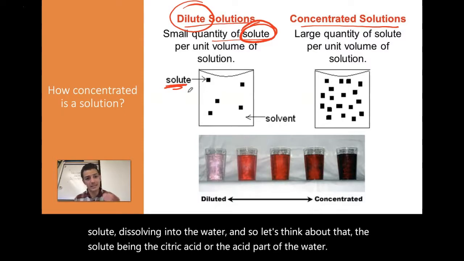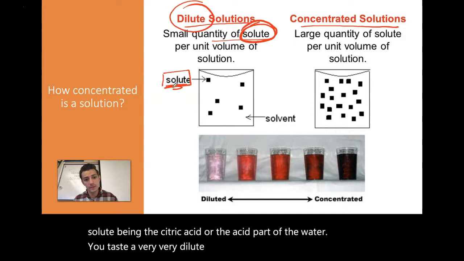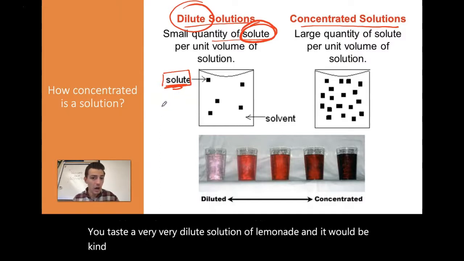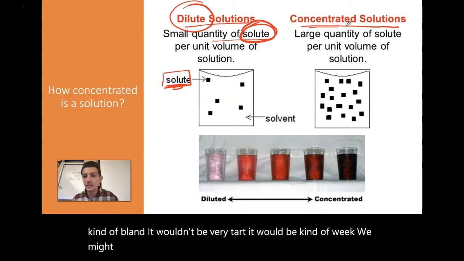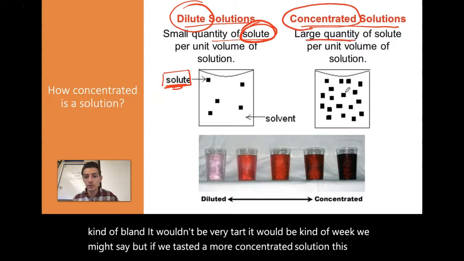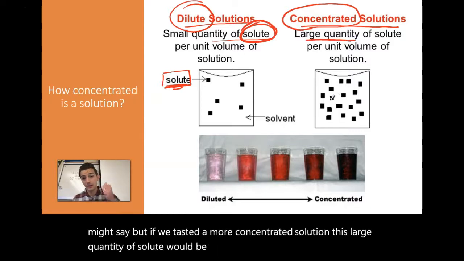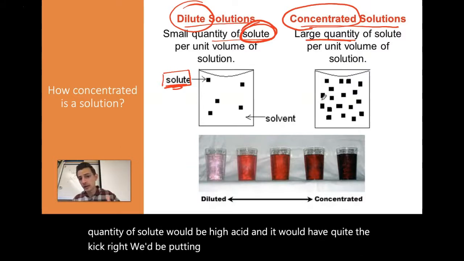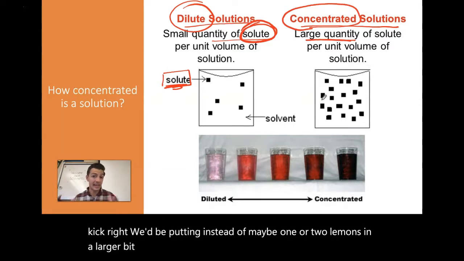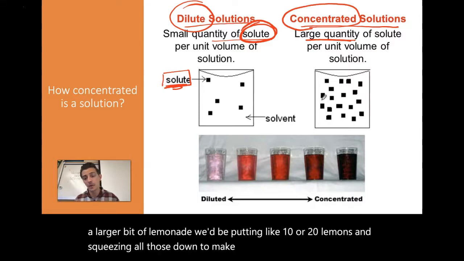You taste a very, very dilute solution of lemonade, and it would be kind of bland. It wouldn't be very tart. It would be kind of weak, we might say. But if we tasted a more concentrated solution, this large quantity of solute would be high acid, and it would have quite the kick, right? We'd be putting, instead of maybe 1 or 2 lemons in a larger bit of lemonade, like 10 or 20 lemons and squeezing all those down to make lemonade. It'd be super sour, right?